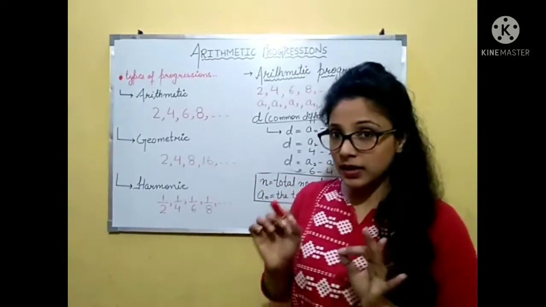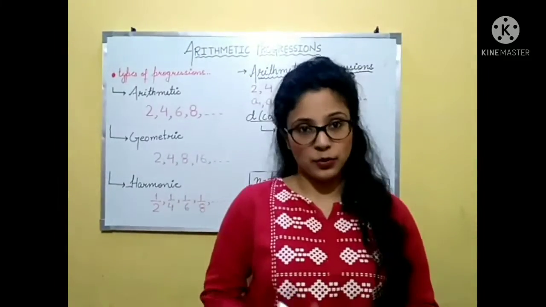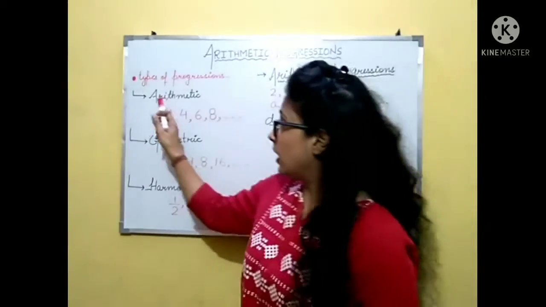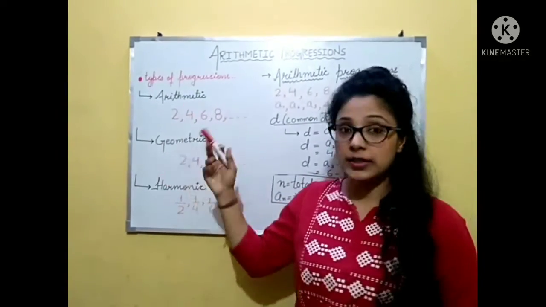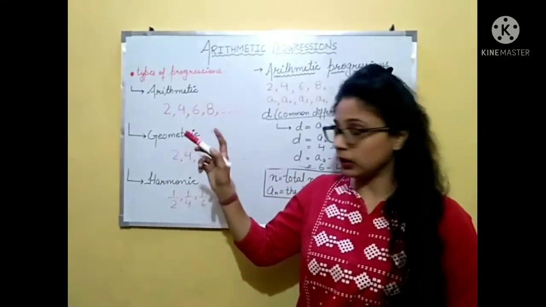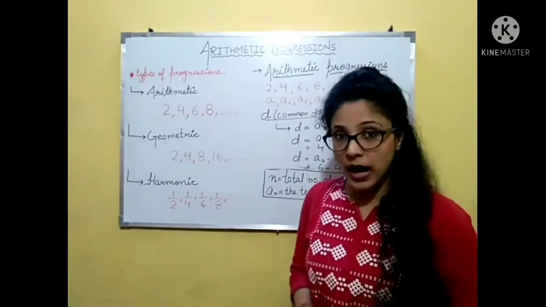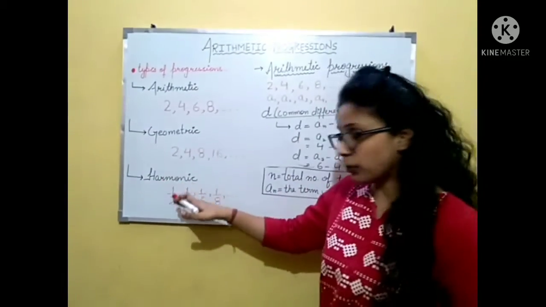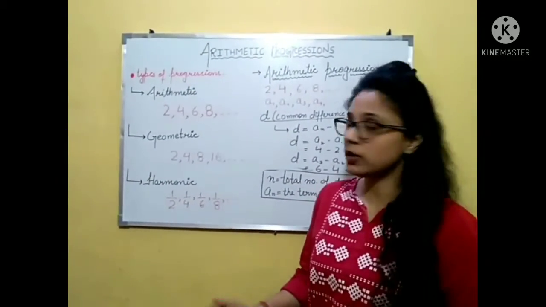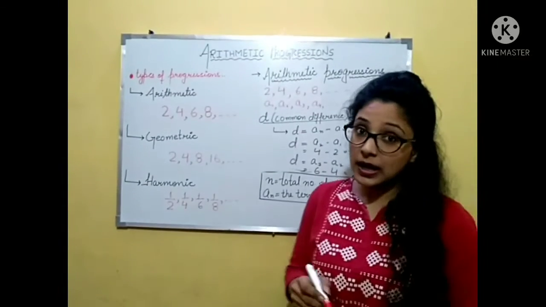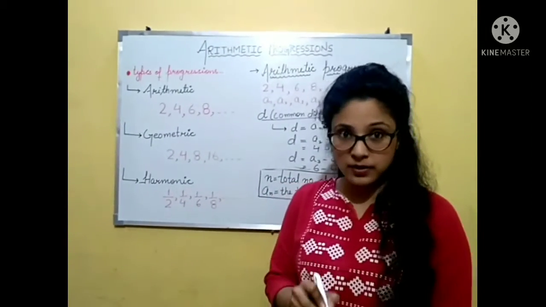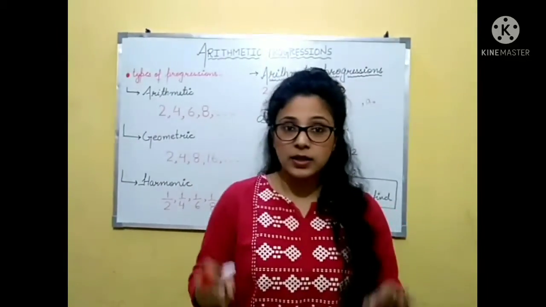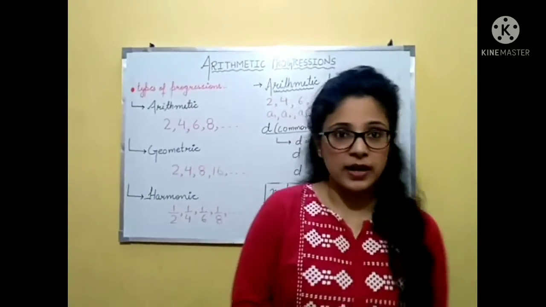But before that, let us see that there are a total of 3 types of progressions: arithmetic, geometric and harmonic progressions. As I have told you, arithmetic progression is a progression in which you have to add or subtract something. But in geometric progression, you have to multiply or divide something for getting your next term. And harmonic progression is the reciprocal of arithmetic progression, in which again you have to add or subtract something only in the denominator for getting your next term. But today's chapter is arithmetic progression, so let us focus on that.